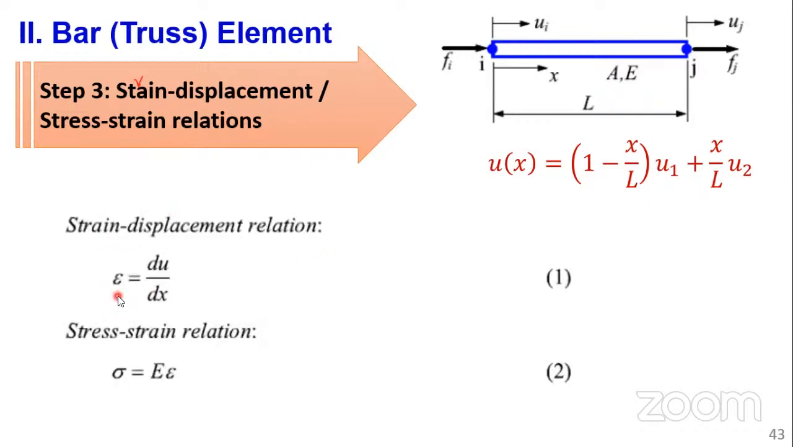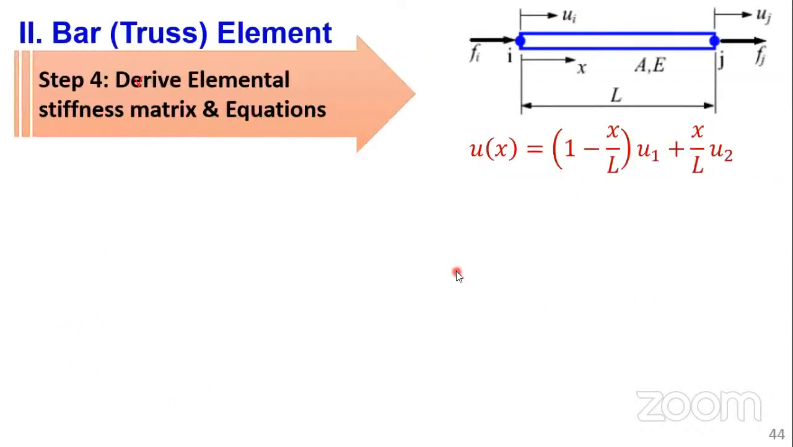Strain is the change in elongation over the total length. But if we are talking of elemental strain of a material at a point, a very small particle inside the member, then we talk of the derivative. And then for the stress-strain relationship, of course, stress is equal to Young's modulus times strain. Then the next stage is to derive the elemental stiffness matrix.